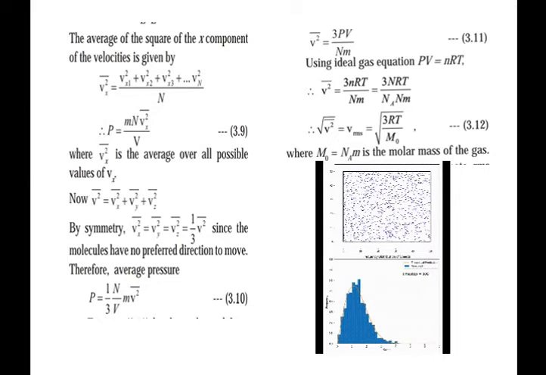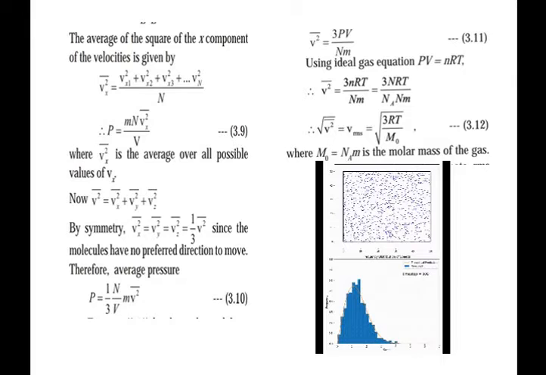The average of the squares of the x component of velocities is given by the sum of the squares of the x component of the velocity divided by the number of molecules. So thus we get pressure P as m n v bar square x divided by V, as we have studied last year.